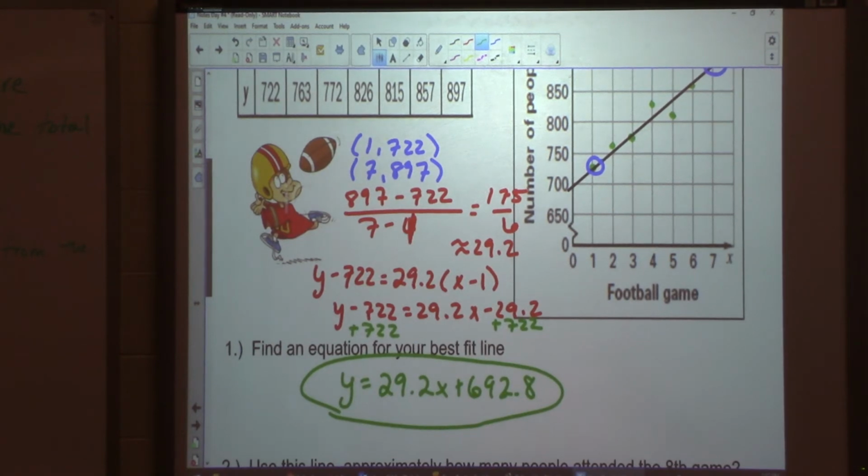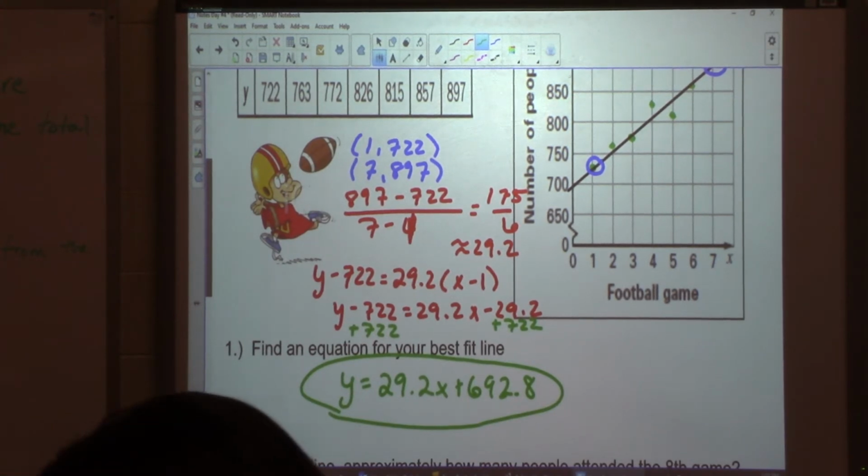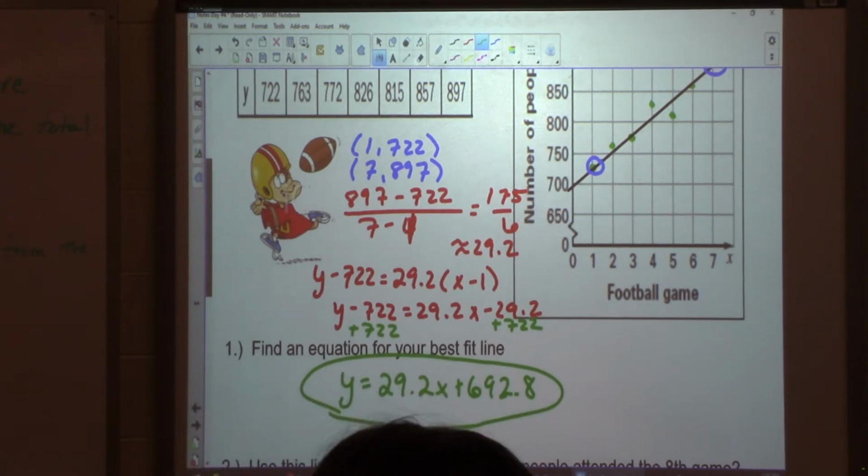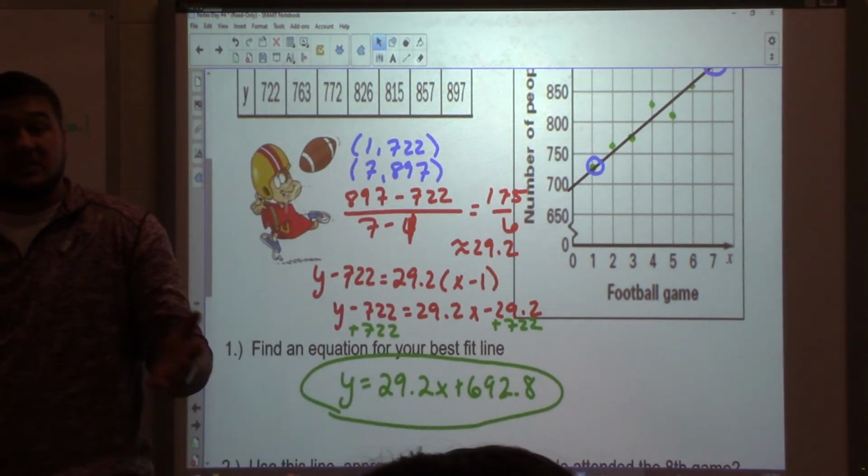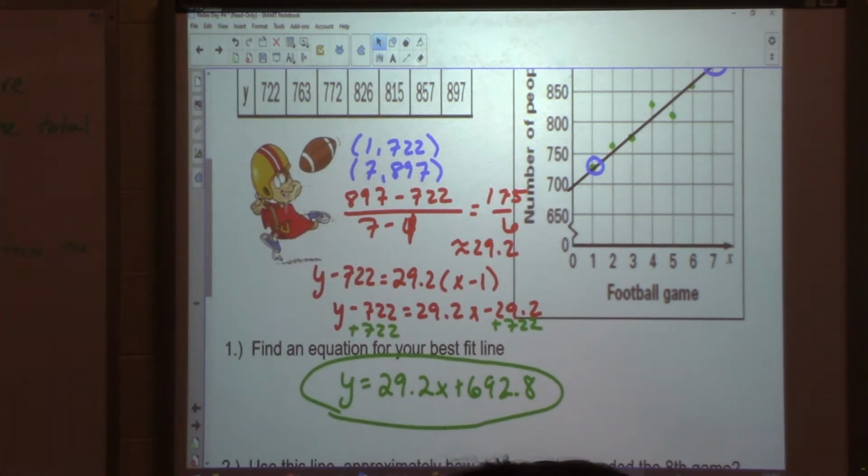So you just have to check yours when we do the linear regression calculator. We can see how close our line of best fit is to the linear regression. If you use the same points as me, the first point and the last point, you should get y equals 29.2x plus 692.8. If yours is different because you used different points, that's fine. Just make sure you show your work, so if on a test you have to do a problem like this, I can follow your work and make sure you did it correctly. Because everyone's line of best fit is their own approximation.